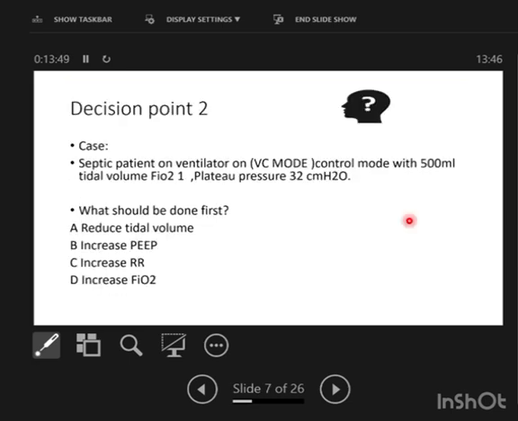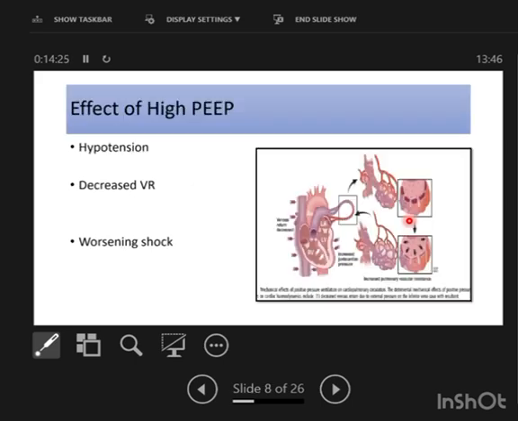Now, a septic patient on volume control mode, 500 tidal volume, FiO2 100%, plateau pressure is 32. What should I do first here? So the first thing you will do here is reduce the tidal volume. It's 500 ml, so you can still come down. That is how you should individualize each patient. If the tidal volume is already low, then you should think of a strategy to reduce the plateau pressure. What should be my other aim? What should be my accepted CO2? That you have already learned. This same applies for sepsis-induced respiratory failure.